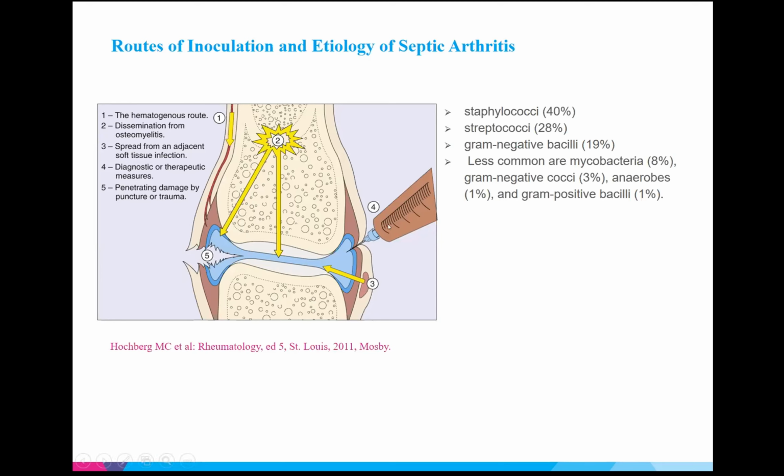You can introduce it when you're doing aspiration potentially, but those hopefully are very rare. And then damage from trauma. Again, in these situations, Staphylococcus, right? Staph aureus really is still the most common, followed by strep, and then of course the other bacteria. Okay.